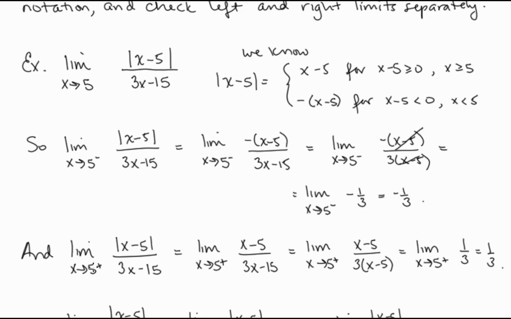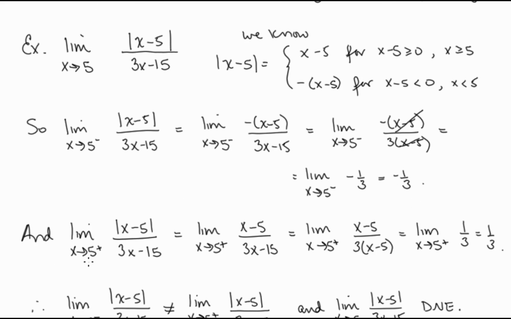Let's take a look at our limit from the right. Our limit from the right has absolute value of x minus 5 being replaced by x minus 5. Because as x goes to 5 from the right, those x values are bigger than 5. And that falls into the top category for this piecewise function. So again, we factor and cancel an x minus 5. And so now we're taking the limit of 1/3, which is just 1/3.